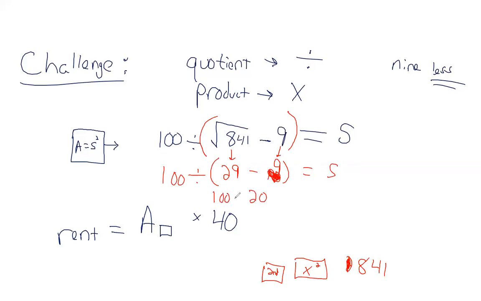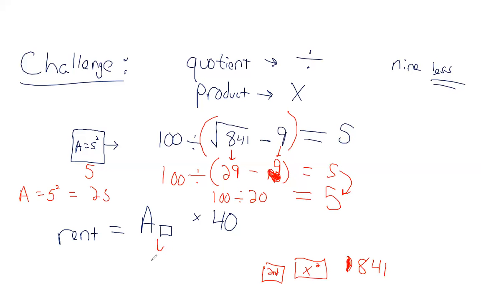So then we have 100 divided by 20, 29 minus 9, which is 20. 100 divided by 20 equals 5. So S equals 5. So one side of our square is 5. Remember, we need to know the area of the square to find the rent. So the area of the square is 5 squared, right? So the area is 25.